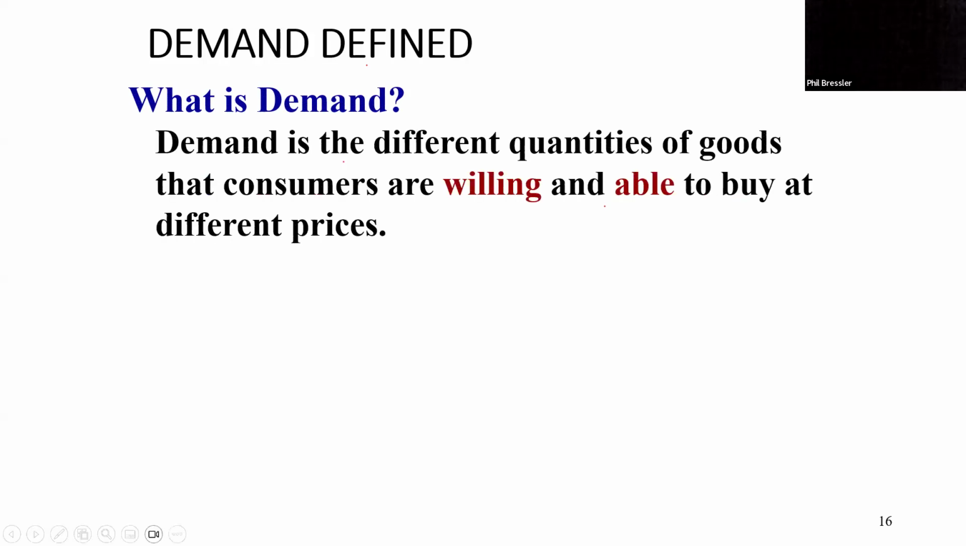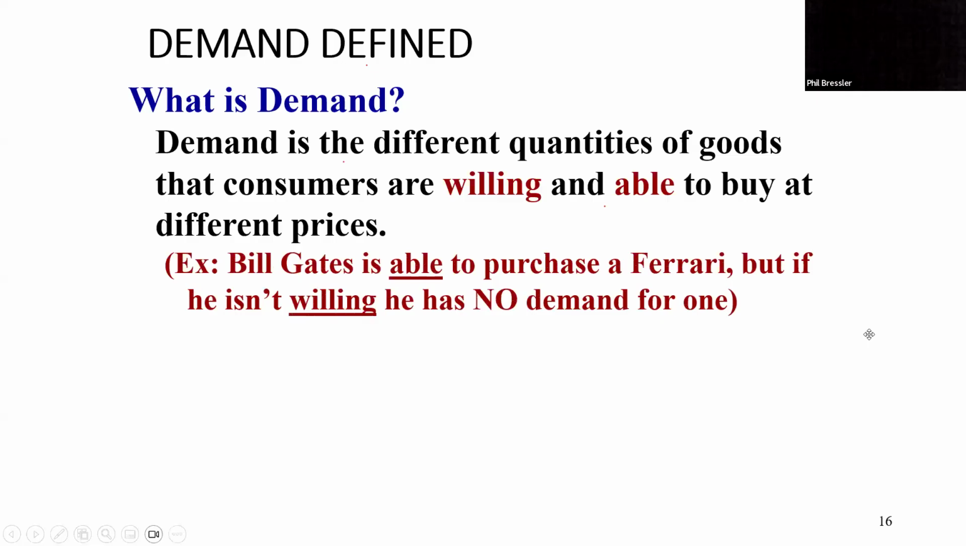What is demand? Demand is the different quantities of goods that consumers are willing and able to buy at different prices. So when we're talking about demand, we're talking about the consumer, right? The consumer demands goods, okay? And the demand is, are they willing and able to buy? So do they want the product and do they have the money? Bill Gates is able to purchase a Ferrari. I'm not. So I'm not able to buy it. But if he isn't willing, there's no demand for one.